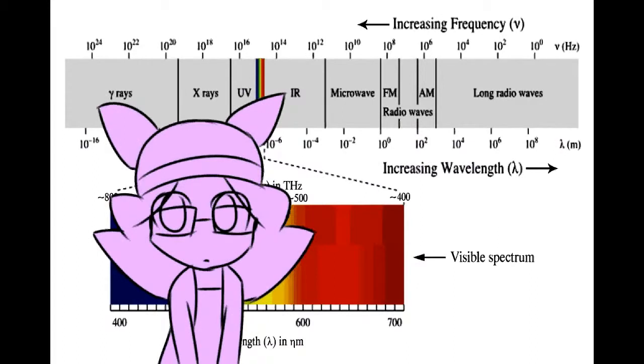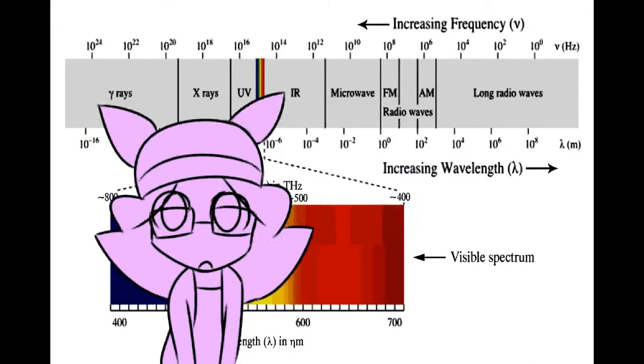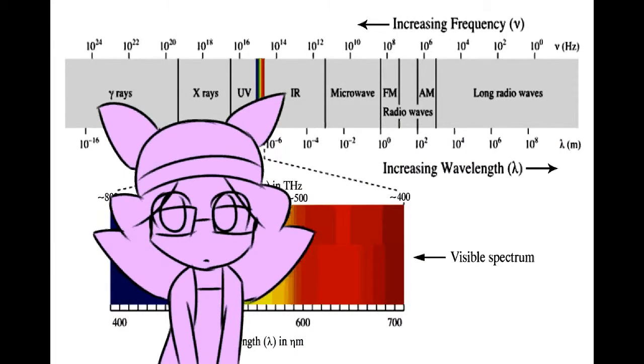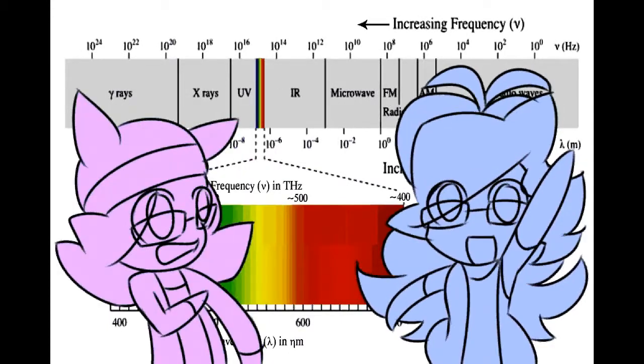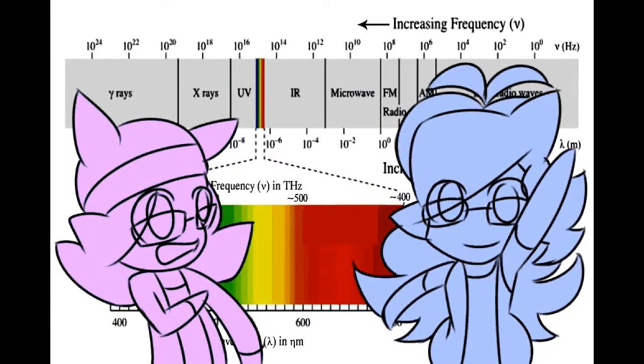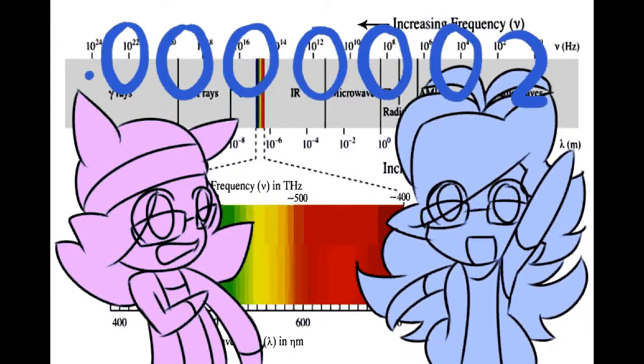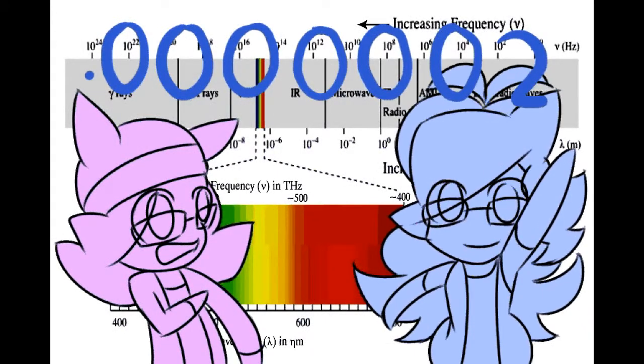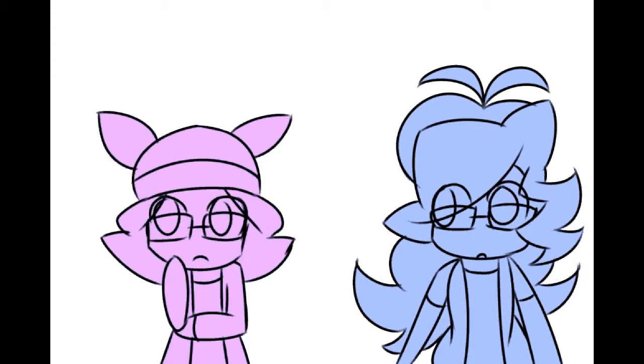Yeah. Radio waves are the longest waves, while gamma rays are the shortest. Visible light is a really tiny piece between ultraviolet and infrared. The difference between their wavelengths is less than 200 nanometers. That's 0.000002 meters, and that's really small. And, I think that's everything.